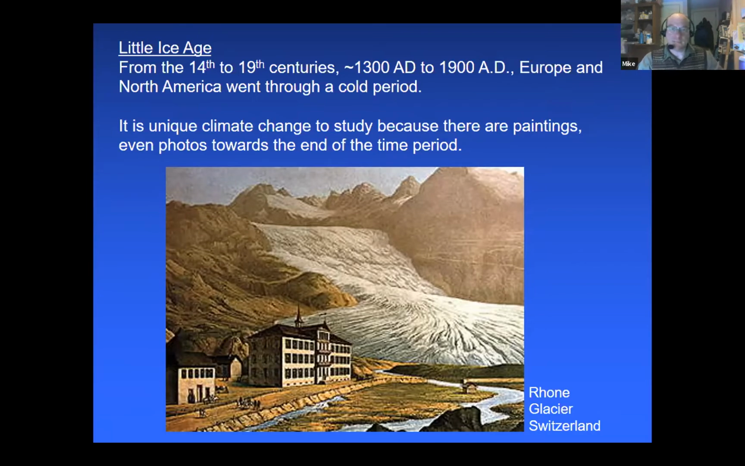In Europe and North America, for those of you in New York today, I'm up near White Plains and we've had a few inches of snow already. And this probably lasted much longer into the spring. In general, there was more snow in the winter, more days like today through the year. It's also a very unique period of climate change to study because there's a lot of historical documentation.